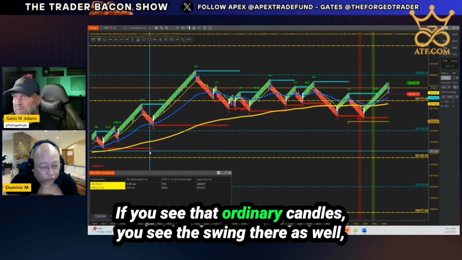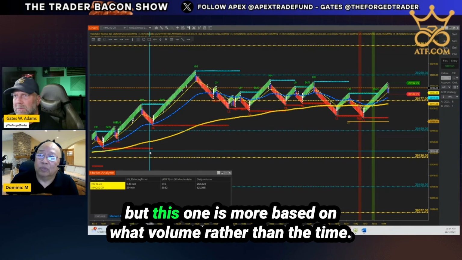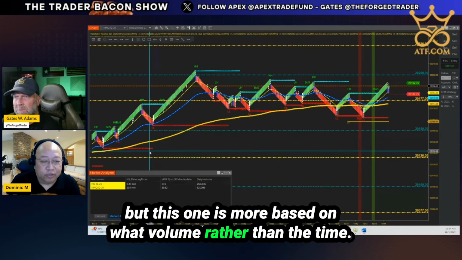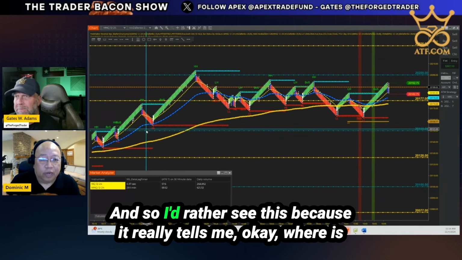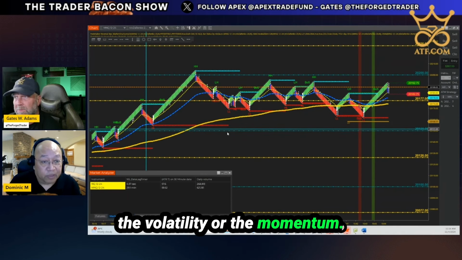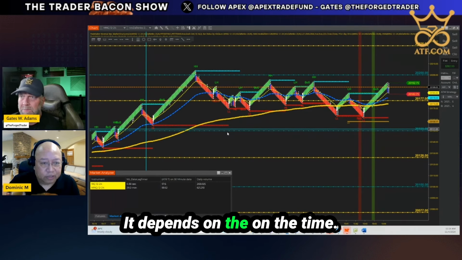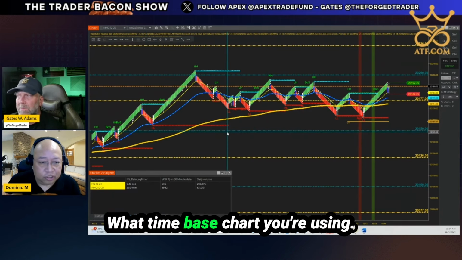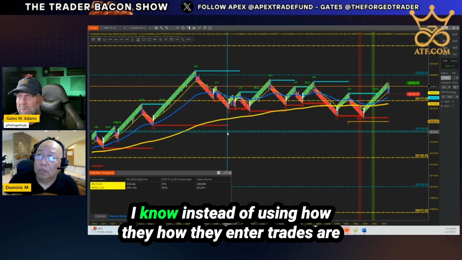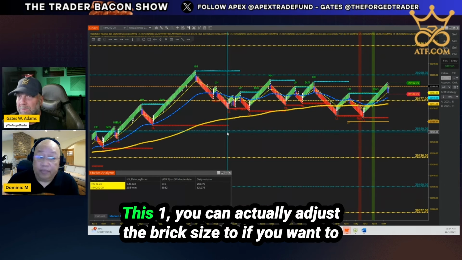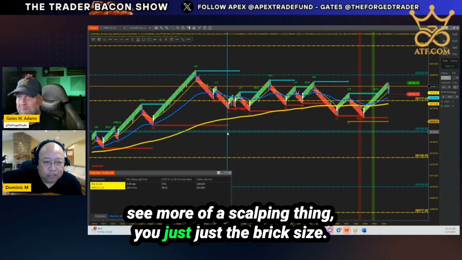If you look at ordinary candles, you see the swing there as well, but this one is based more on volume rather than time, right? I'd rather see this because it really tells me where the volatility or the momentum is, rather than me looking at a time base. Sometimes you can tell, it depends on what time-based chart you're using. A lot of people I know are usually using a 1 minute chart to enter trades. With this one you can adjust the brick size, and if you want to see more of a scalping thing, you just adjust the brick size.